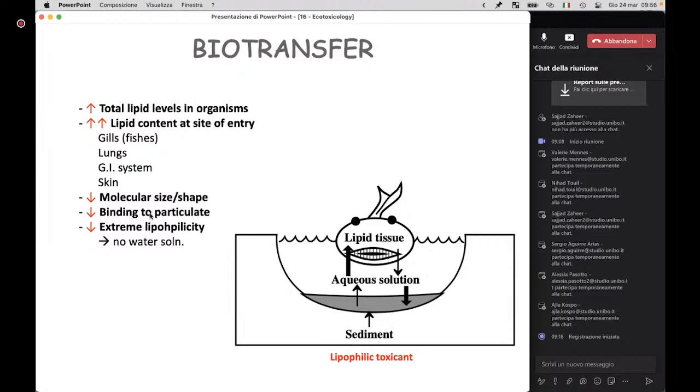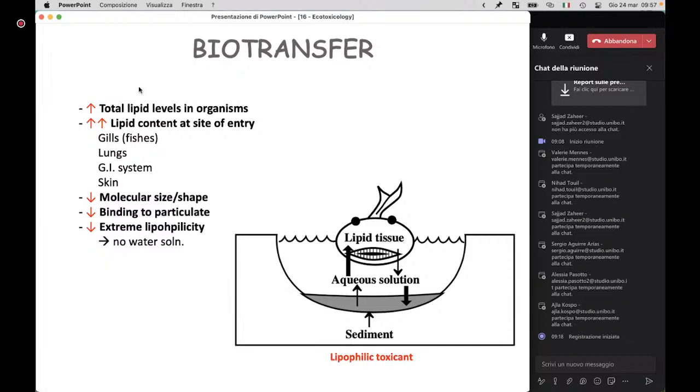Also, binding to particulate can reduce toxicity, since particulate can precipitate and so go out of the system. But again, we have seen that this is not so clear-cut, since it can happen that particulates are quite small, so they penetrate lungs and so on.